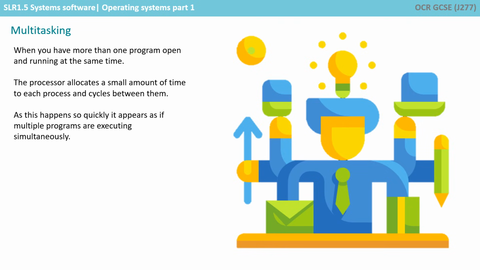One of the features of modern operating systems is something called multitasking. This is where you have more than one program open and running at the same time. Now, they're not really technically running at exactly the same time. The processor is allocating a small amount of time to each process, but it happens so quickly it feels like they're actually executing simultaneously.